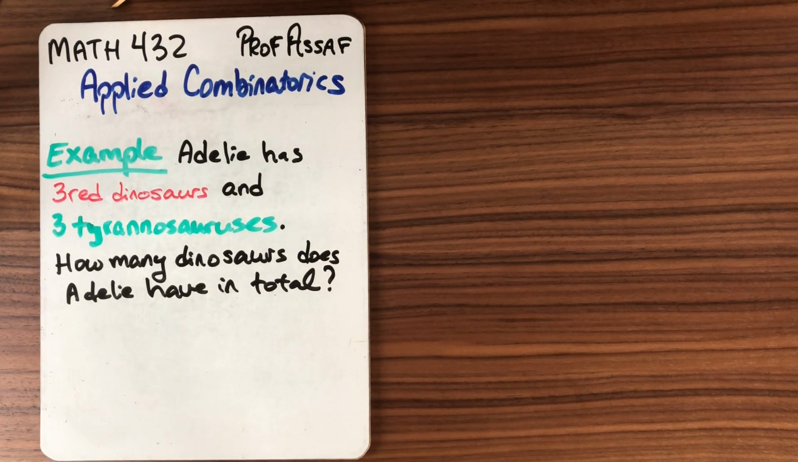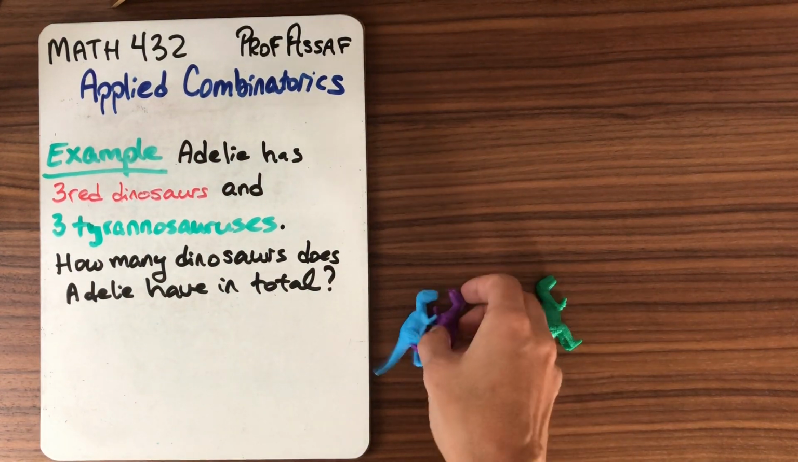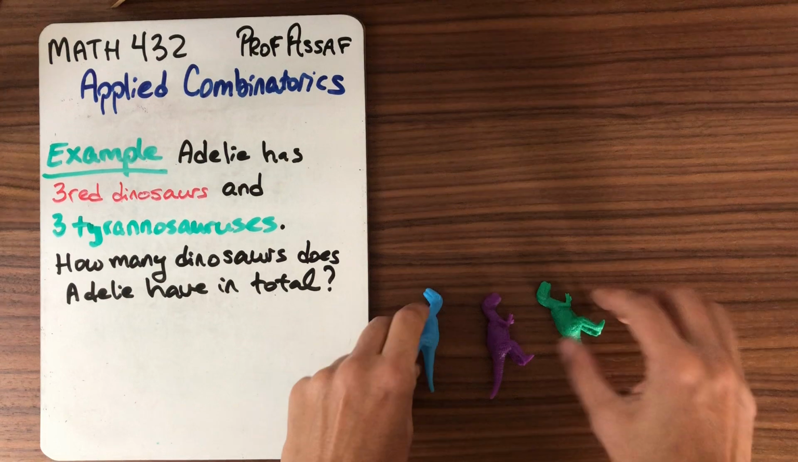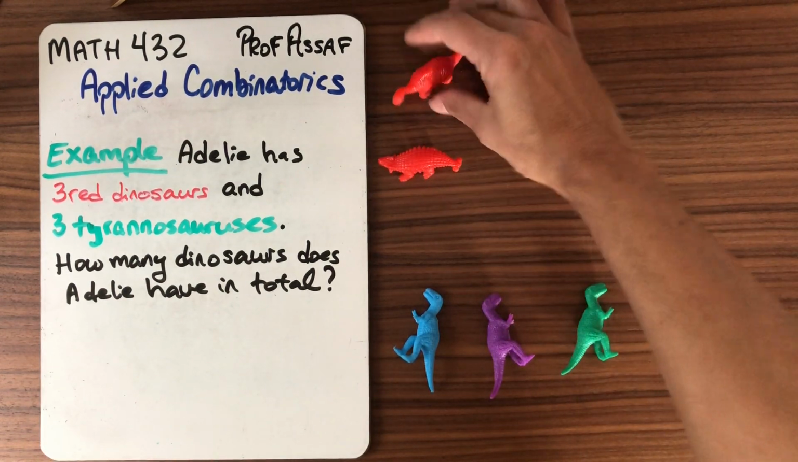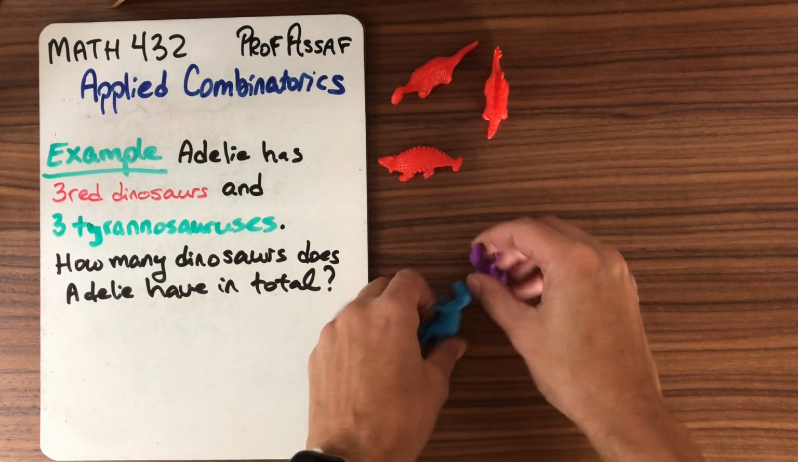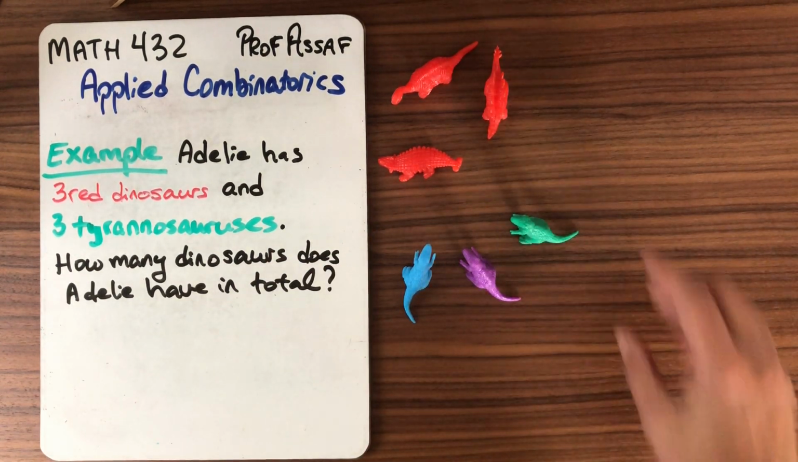Adelie has 3 red dinosaurs and 3 Tyrannosauruses. How many dinosaurs does Adelie have in total? This is a basic counting problem that you can give to a small child. You can say, okay, we know she has 3 Tyrannosaurus Rexes. Here are the T-Rexes. And she's got 3 red dinosaurs. So here are the red dinosaurs. Stand those up. So we could just count how many dinosaurs Adelie has. It looks to me like she has 6.